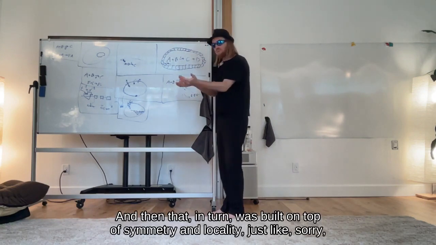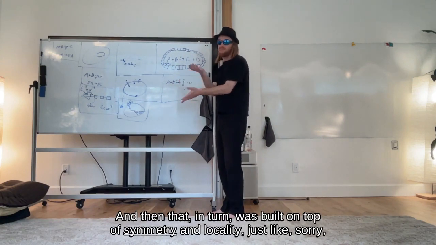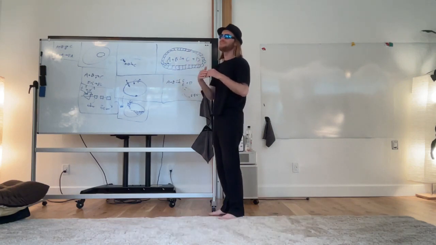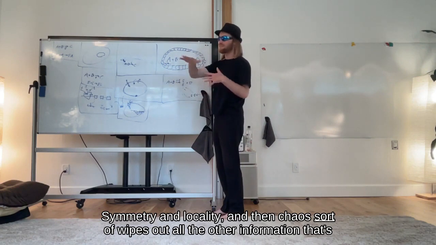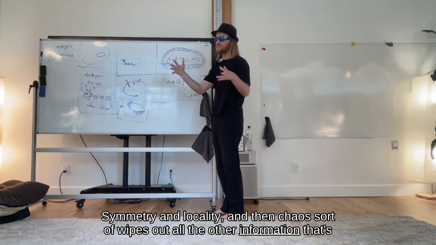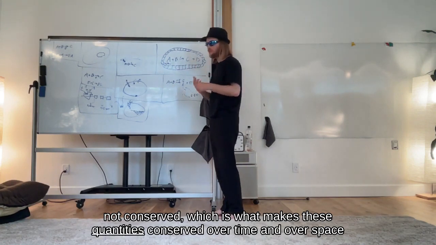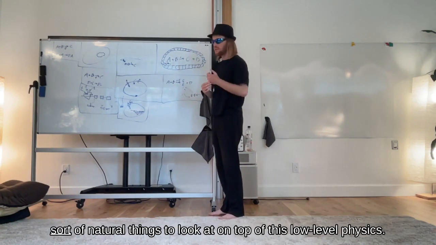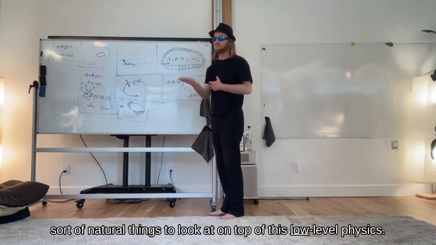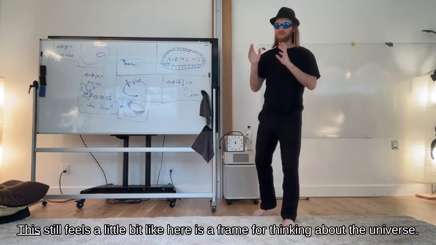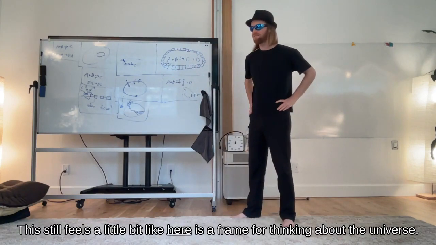And then that, in turn, was built on top of symmetry and locality, and then chaos wipes out all the other information that's not conserved, which is what makes these quantities conserved over time and over space natural things to look at on top of this low-level physics. This still feels a little bit like here is a frame for thinking about the universe.